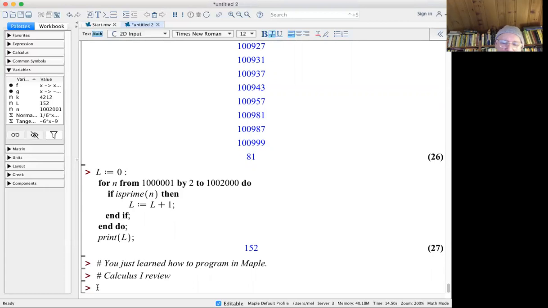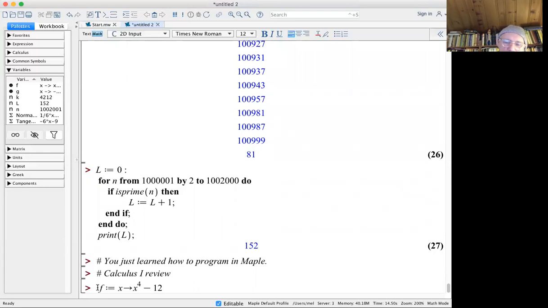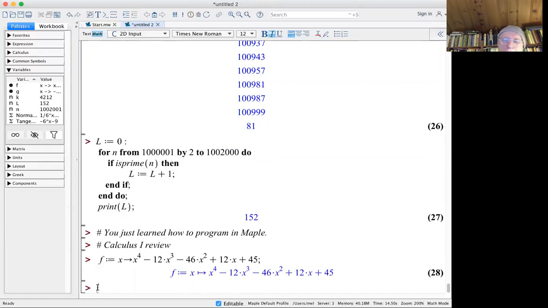Suppose I take the following function. x goes to x to the fourth minus 12 x cubed minus 46 x squared plus 12 x plus 45. What does the graph of this look like? Let's plot f of x.